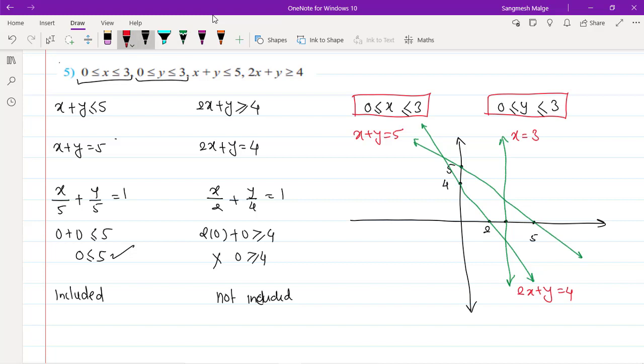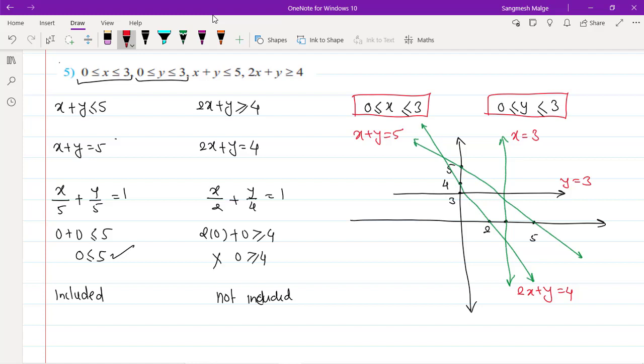And draw the y equals 3 line. So here somewhere I will get y equals 3, and the line will be like this. Oops, sorry. The line will be like this. This is what we get, y equals 3. Okay, so now check for the feasible solution set.